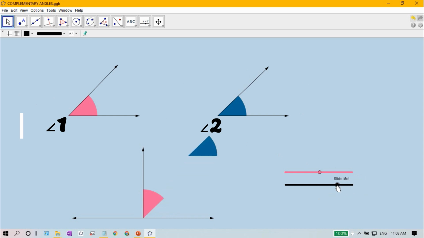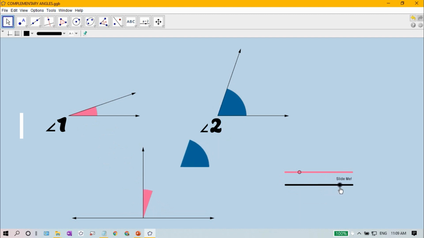Kapag plinas daw natin dapat ang measure nilang dalawa, okay, let's try to move it here. Let me change the opening of my angles. Pag plinas natin ang measure ng angle na to at saka ito, dapat ay equal daw sa 90 degrees. See that? Okay, so yun ang ibig sabihin nun. Let me try again one more time. Let's try to change the opening of the angles that we have, and let's try to check if they are really exactly 90 degrees. You see that? Yun. That is what we meant by complementary angles.